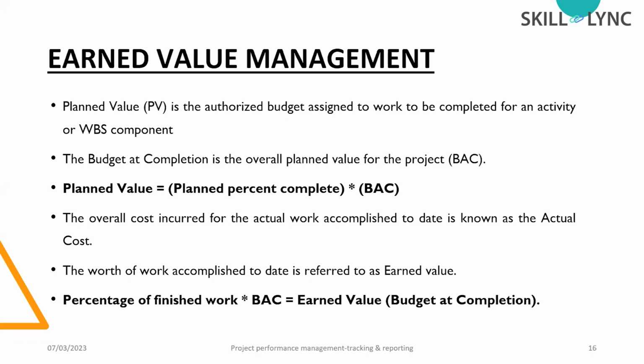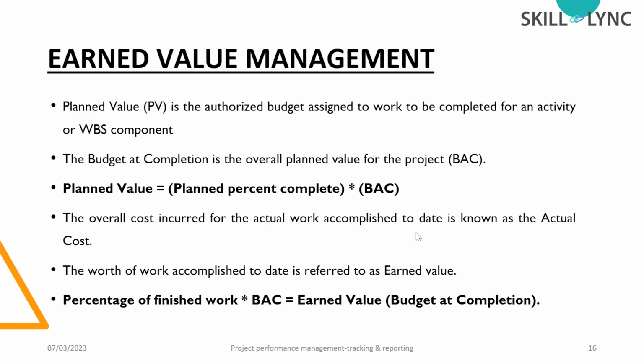Then next is actual cost. What is actual cost? The overall cost incurred for the actual work accomplished. So if we are into a construction and the actual money spent for the completion of the construction is say 20 lakhs, that is considered the actual cost of completion. Then next will be the earned value, very important. The worth of work accomplished to date is referred to as earned value. Like till this date, what is the money worth of the activity completed? That is known as earned value.